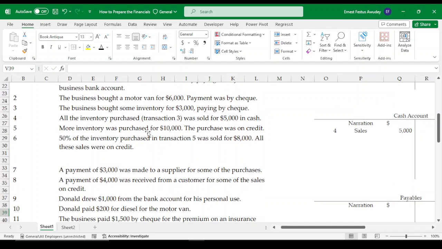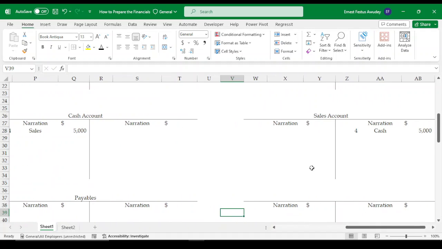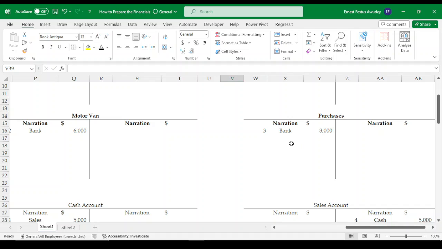So with my payables, what is happening here is that more inventories were purchased for 10,000. Therefore, if we purchase inventory, we are going to debit our purchases account because the purchases or the inventory has increased, and it's an asset. So increases in assets are debited. So I'll come here and write payables, and then the amount involved is 10,000.